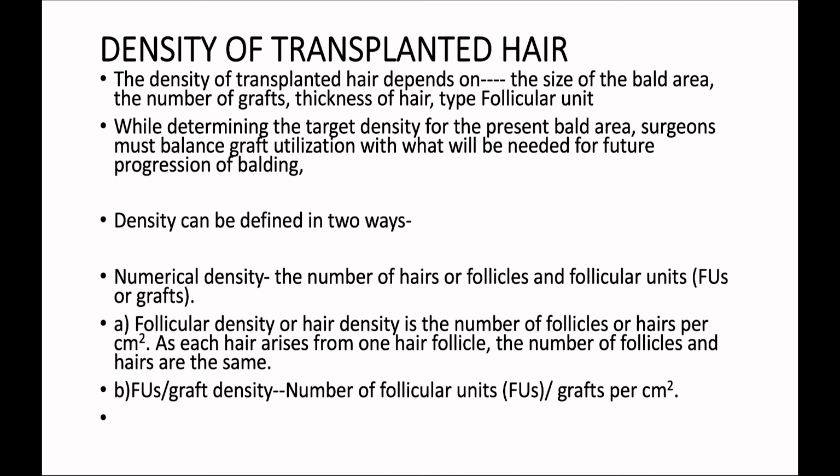One is the numerical density, meaning the number of follicles or follicular units you are going to transplant. Then the follicular density or hair density is the number of follicles or hairs per square centimeter. Each hair arises from a single follicle, so follicular density and hair density are the same. But the follicular unit density or graft density is different. The number of follicular units or grafts per square centimeter is your graft density or follicular unit density.